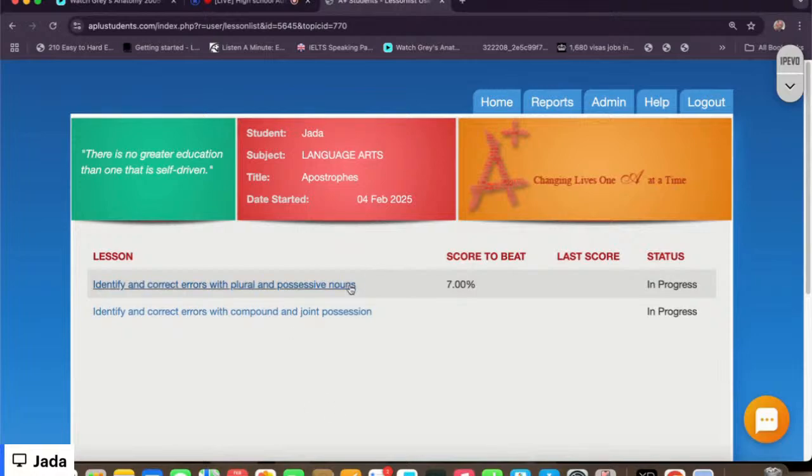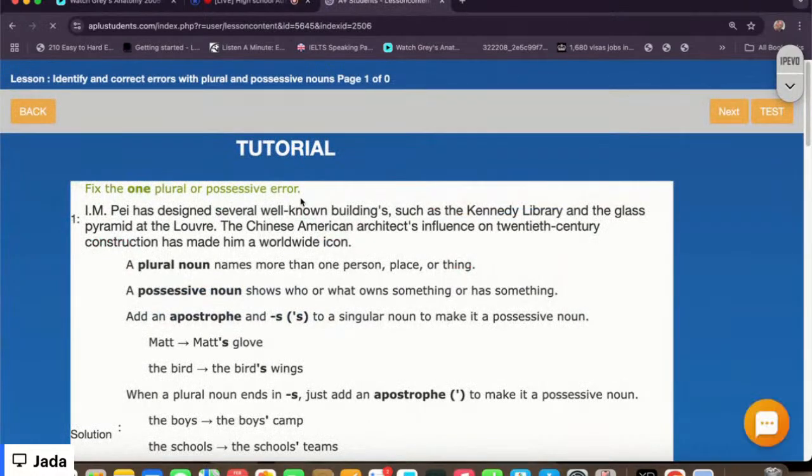So moving on here, we will start with the first lesson, which is identifying and correcting errors with plural and possessive nouns. So the first one says to fix the one plural or possessive error. So you have to fix the one plural or possessive error.